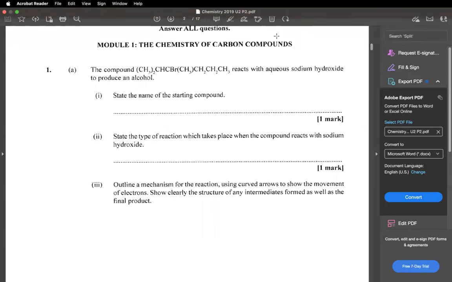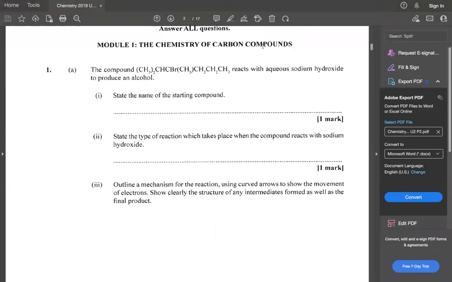So when we look at this structure, or the way that it's written there, that condensed formula, we can see that there is a bromine present here, right? So we know that this is a haloalkane, right? So we are concerned with the reaction of a haloalkane with aqueous sodium hydroxide to produce an alcohol, right? So that's what we're concerned with for this question.